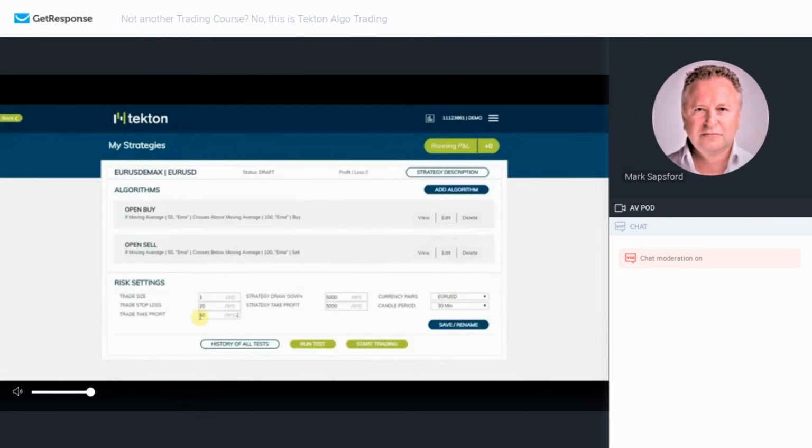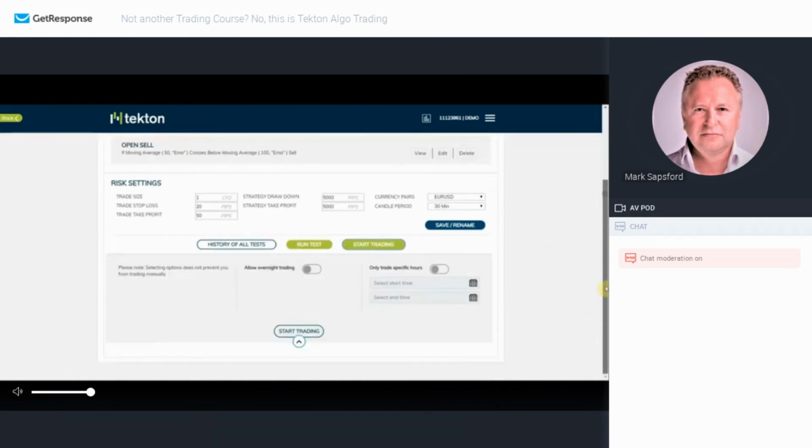So let's go back into it. We've got it here ready. We want to now set this one to run live, and it couldn't be simpler. Click start trading, and we have two options. We can either set specific hours or allow all-time trading. Remember, this system will allow you to control what times of day your strategy is open. So your trades will only open between a certain period, even if the conditions are met 24 hours a day. Useful if you only want to monitor it during the day.